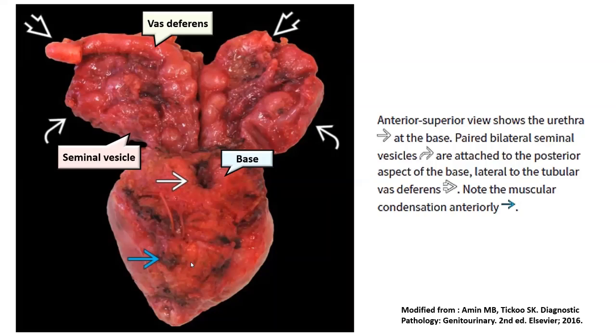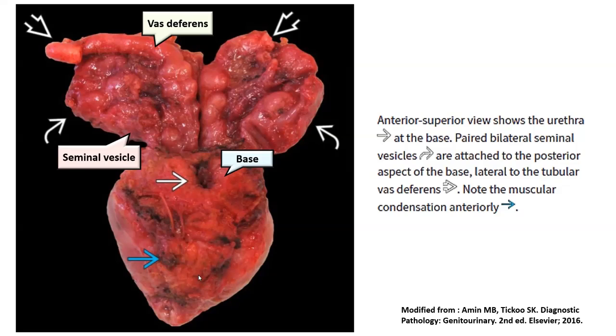The orientation of the prostate is achieved by knowing that the seminal vesicle and the vas deferens insert on the posterior superior aspect of the prostate. So in this particular picture, the prostate is facing you, and you can see the anterior surface in front and the posterior aspect behind, where the seminal vesicle and the vas deferens insert.